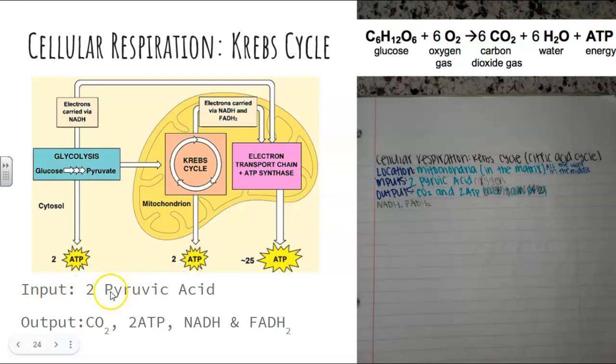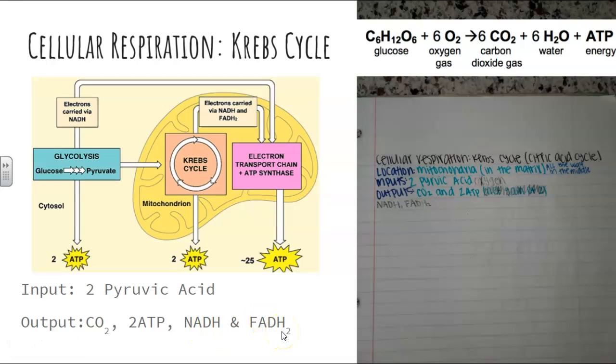So what is our input? Our input was 2 pyruvic acids. So the pyruvic acids we made in the glycolysis were inputs. I guess technically you could also say oxygen was an input here too, because we needed oxygen to be able to make these CO2s. So the output was CO2, because every time we broke off a carbon, we attached it to an oxygen and got rid of a carbon dioxide. We made some ATP, and then we also made some more electron carriers, the NADH, and this time a new one called FADH2.